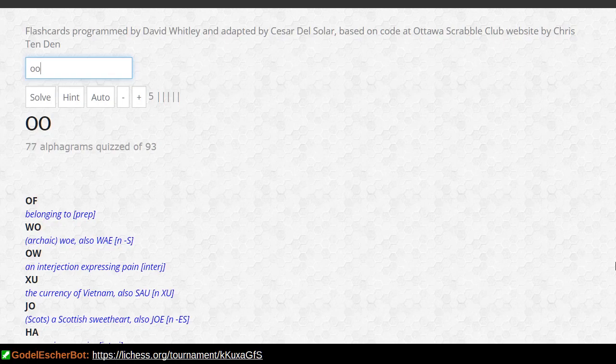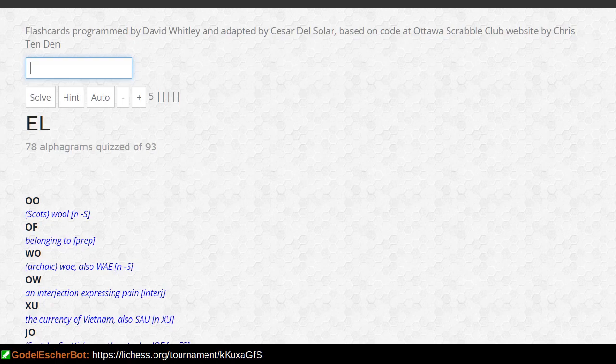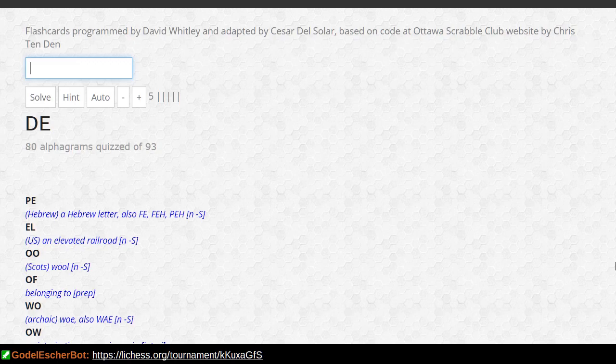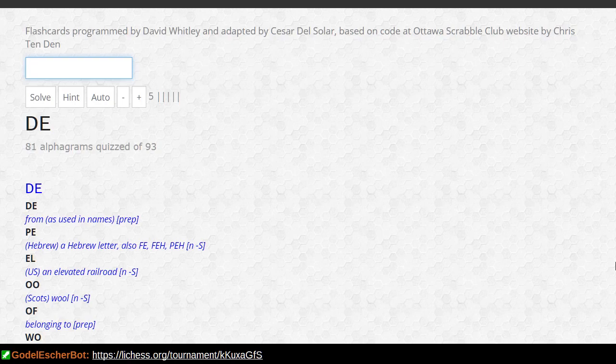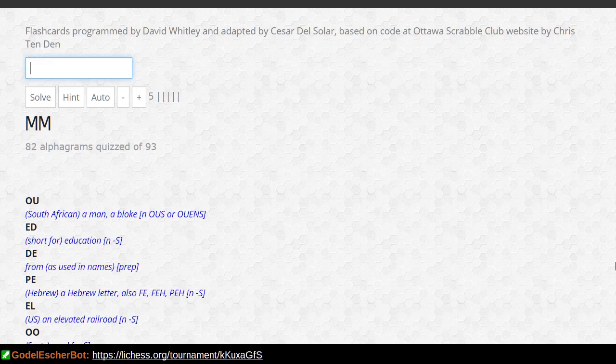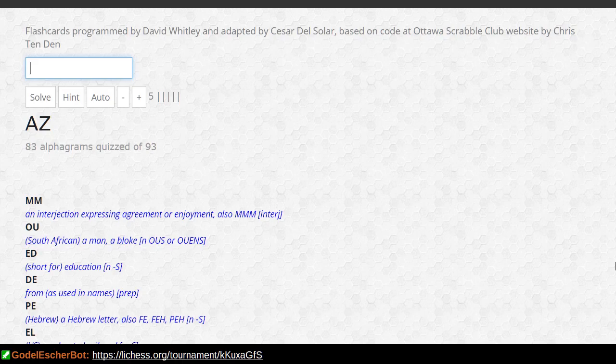OO is something life related? No, it's wool. Strange. L is an elevated platform. Hey is a Greek letter. Oh, that's right. Yes, FE and PE are the same Greek letter or Hebrew letter. De. Yeah, that's borrowed from Latin, but it's common enough that it doesn't have a Latin connotation anymore. Ed is education. OU. What does OU mean again? A South African for a man or a bloke. Yep, we know MM. Expressing agreement or enjoyment.